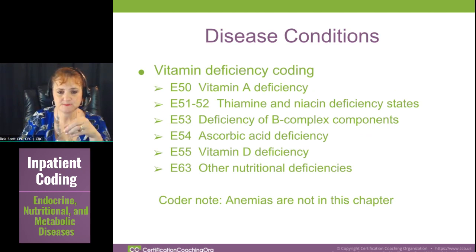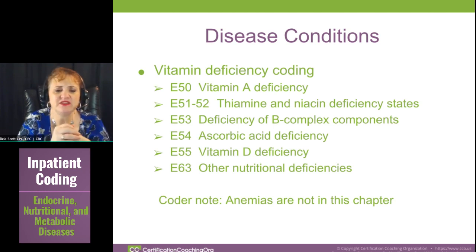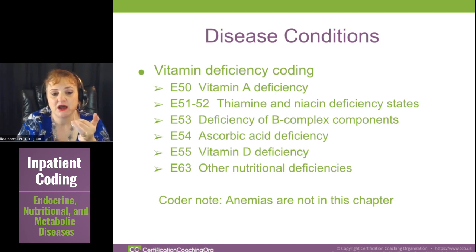Moving into some vitamin deficiencies. These are E codes, but look at all the different types of vitamin deficiencies. We have vitamin A deficiency. We have thiamine and niacin deficiencies. That's going to be E51 through E52. These are mostly E5 codes, but notice down at the bottom, other nutritional deficiencies is E63. Deficiency of B complex components.